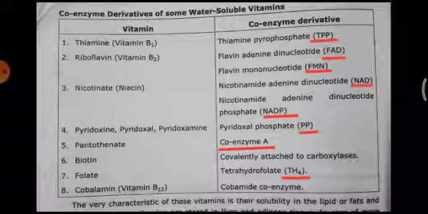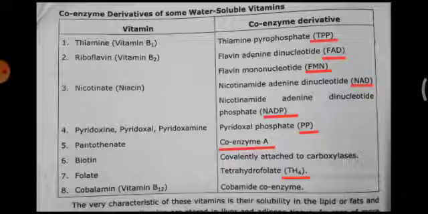Before going to vitamin B2 riboflavin, I want to inform you that in water soluble vitamins, especially B complex, you can have coenzyme derivatives obtained from each of the water soluble vitamins, which act as coenzymes for various enzymes during biochemical reactions. In this you can see two columns: in the left column the vitamin name, and in the right its corresponding coenzyme is written.